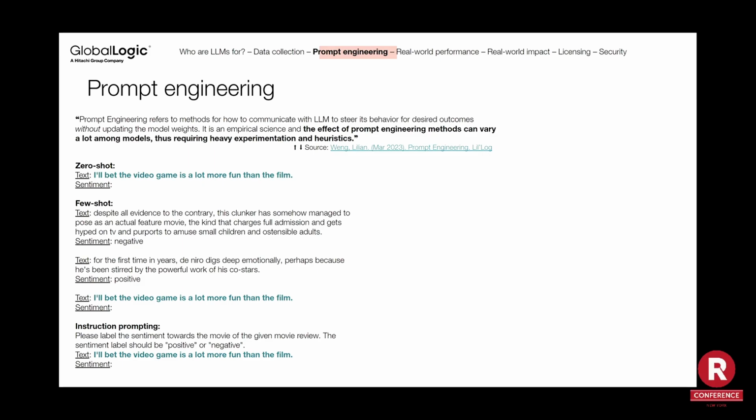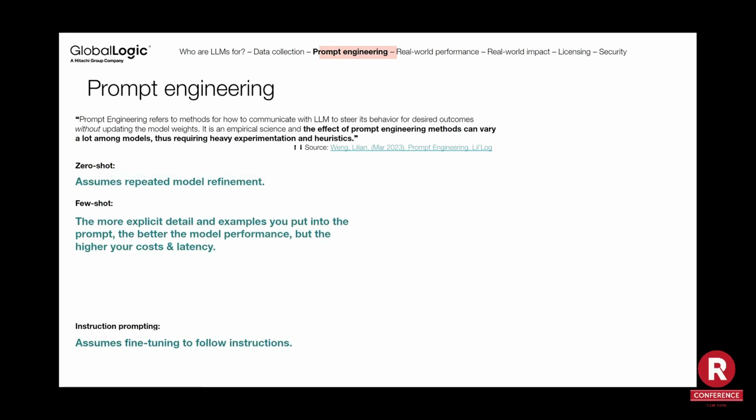If it's not very clear what exactly we're requesting for a model, few-shot basically builds on that and provides more of a pattern to help in this kind of completion process. And finally, we have something like instruction prompting, where we make very explicit what exactly we're asking the model to do for us. These are not without their own problems.